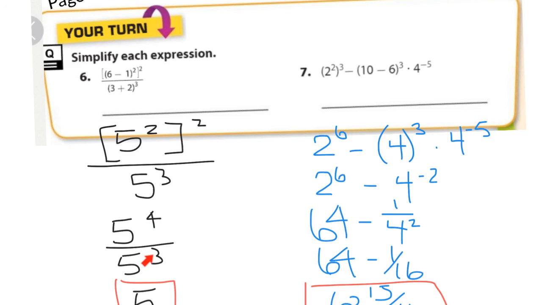And I have 5 to the 3rd beneath it. Whenever I have division, I subtract the exponents. So 4 take away 3 is 1. So there's 5. If you don't see an exponent, it's automatically a 1.